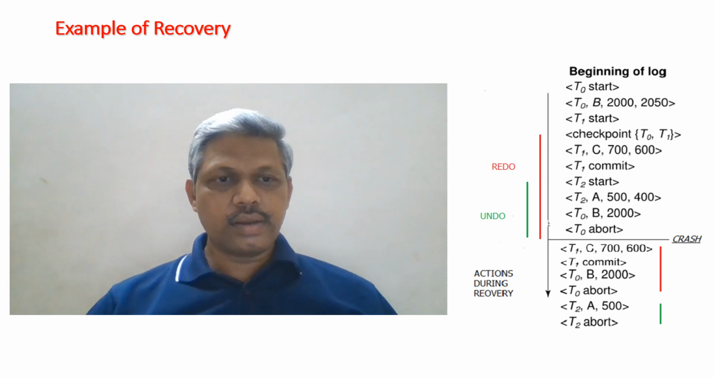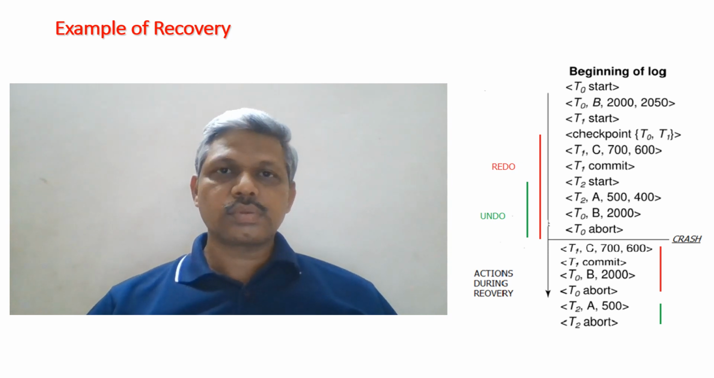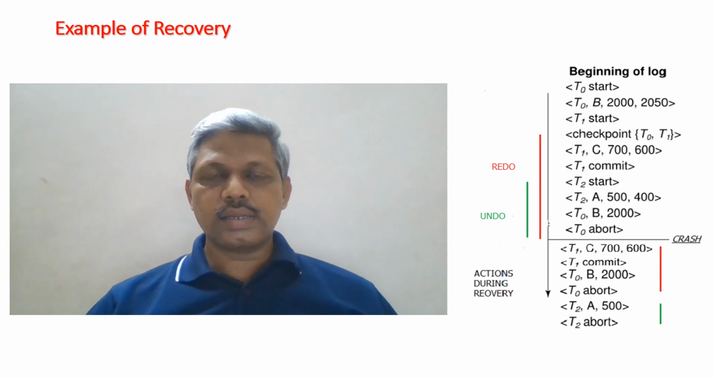Then T2 A 500 400 is there, so that means the actions of T2 are to be in the undo list. And then T0 B 2000 is a compensation log record. That means whatever the current value of B, we have to revert it back to 2000. For T0 we perform a compensation log record. The value of B is reverted back to 2000, so that is to be redone, and T0 abort. Again T0 has to be aborted. So again it's a redo phase.